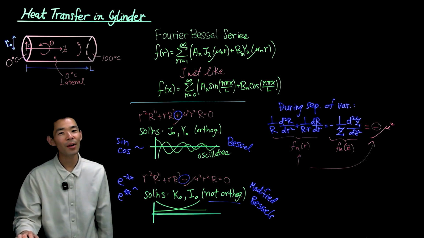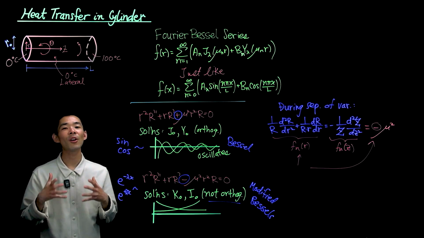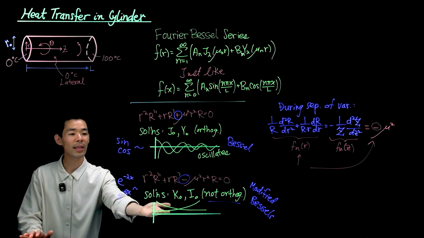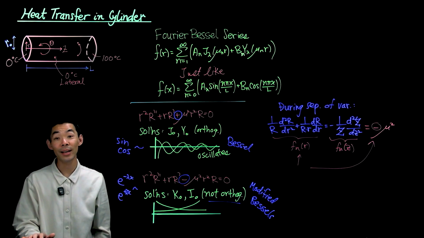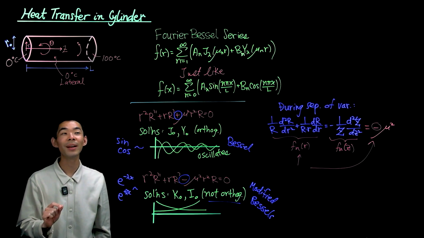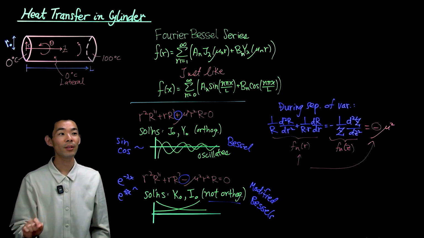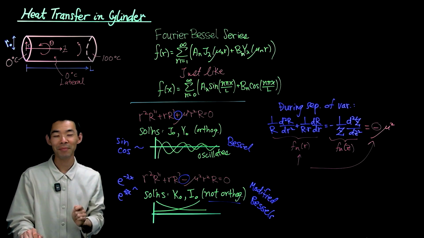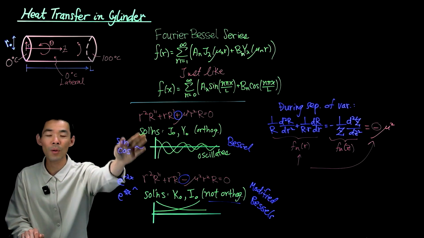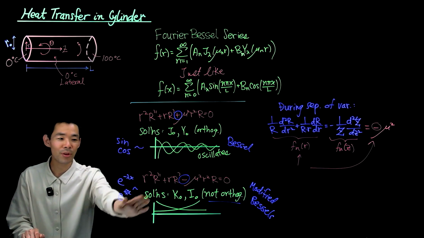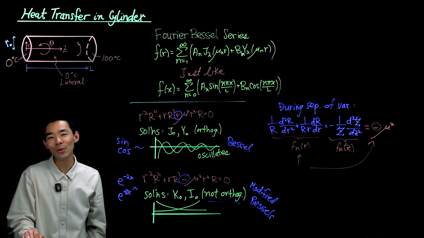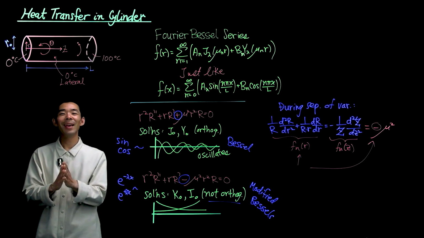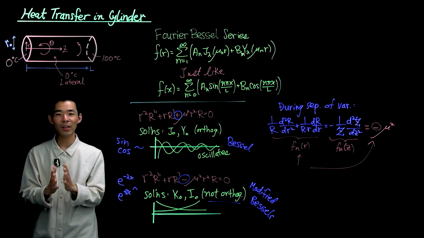And because they're not orthogonal, you cannot form a Fourier series using K's and I's. You can only form Fourier-Bessel series using J's and Y's, the Bessel's functions. Just like sines and cosines. You can form Fourier series using sines and cosines, but you can't form Fourier series using exponentials or sinh and cosh. All right, that's all I wanted to say about cylindrical heat transfer.